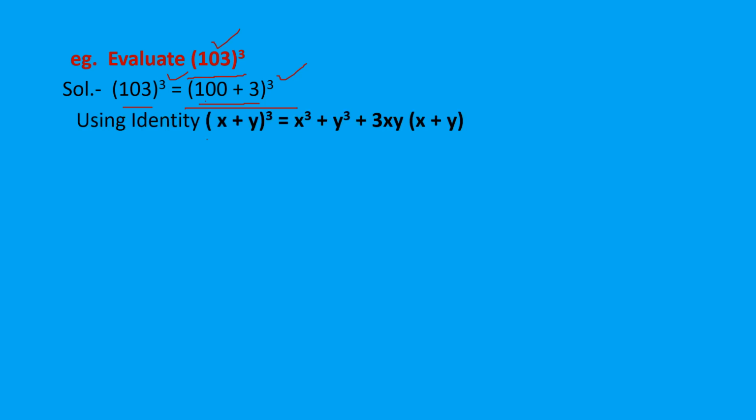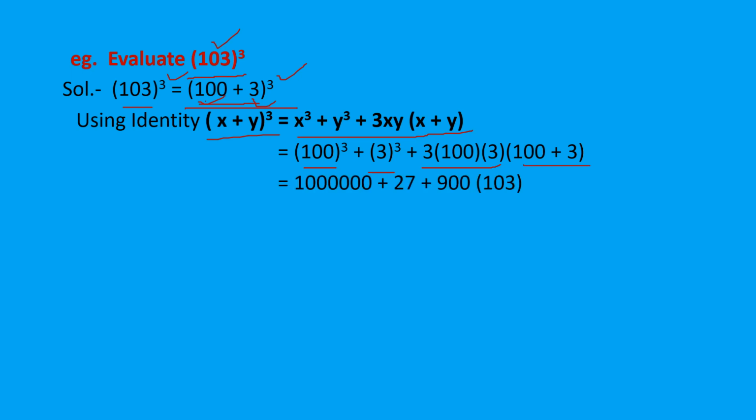So what we will do is break 103. 103 we can break as 100 plus 3, right? And the whole cube will remain as it is. So we have written (100 + 3) whole cube. Now if you see this, it is (x + y) whole cube. So we will use the identity (x + y) whole cube is equal to x cube plus y cube plus 3xy into (x + y). Here x is 100 and y is 3. So we put the values: x cube means 100 cube, plus y cube is 3 cube, plus 3xy, so 3 into 100 into 3, and within the bracket x plus y, that means 100 plus 3.